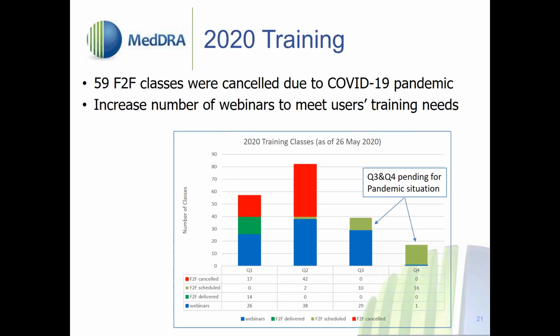As you can see depicted on the chart in graphical form below, in red, you can see that 59 of our face-to-face classes were canceled due to the pandemic. But the blue color bar shows that in order to meet that demand, we increased the number of webinars to help meet the needs. We are still closely monitoring the pandemic situation for our Q3 and Q4 trainings.